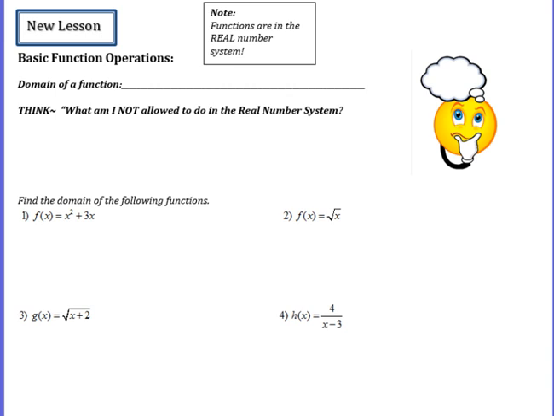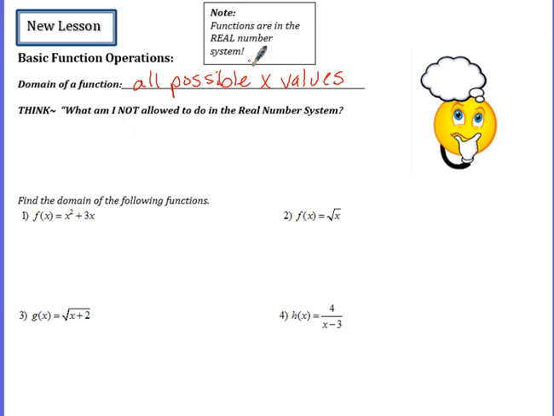To begin with, let's get some vocabulary down. Basic function operations: we need to understand how these things interact with each other. Always remember the domain of a function is all possible x values. If you are presented with the algebra of a function, you need to start to think, what am I not allowed to do for the domain in the real number system, and what am I allowed to do?